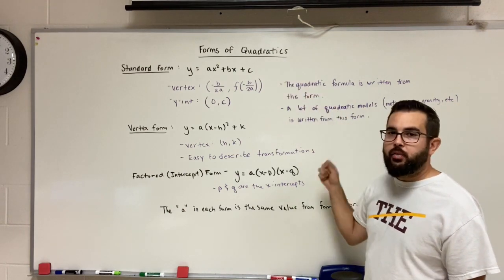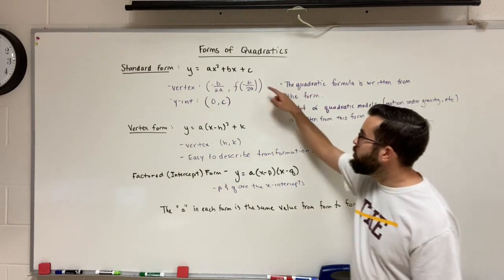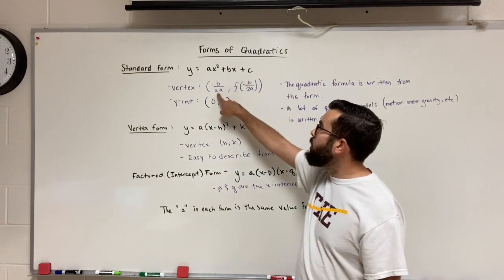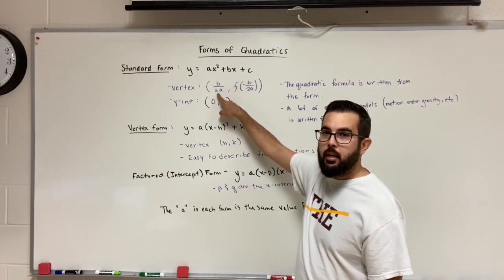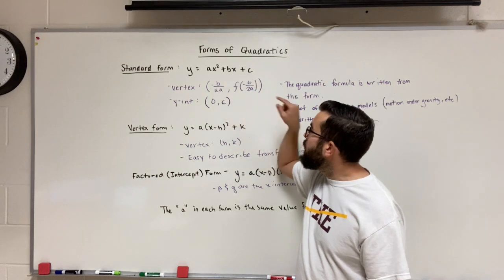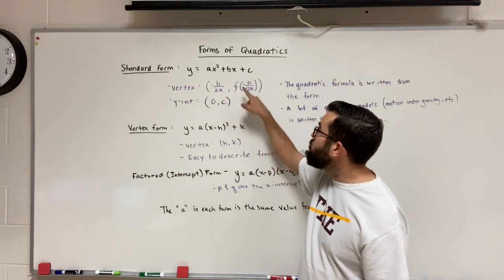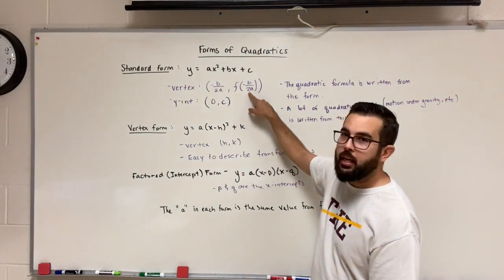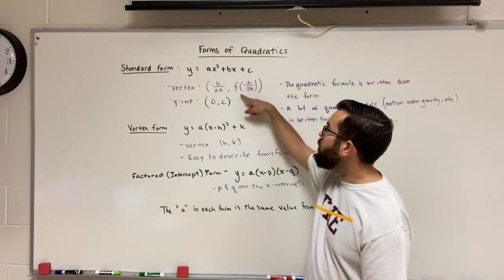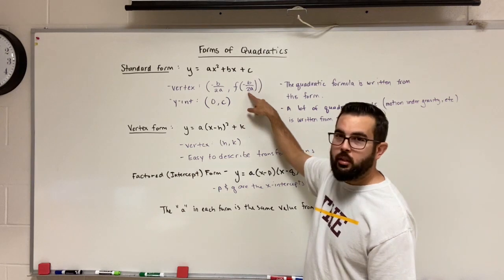Now, to find the vertex from standard form, you use this little formula. The x value is negative b over 2a. Okay, and then once you find that x value, to find the y value that goes with it, you just plug in negative b over 2a into the equation that you're given. All right, that's what f of negative b over 2a means.